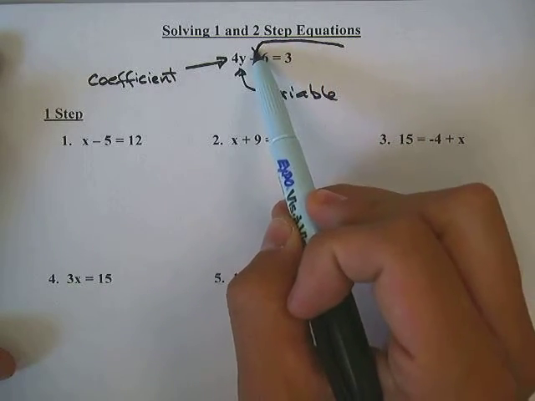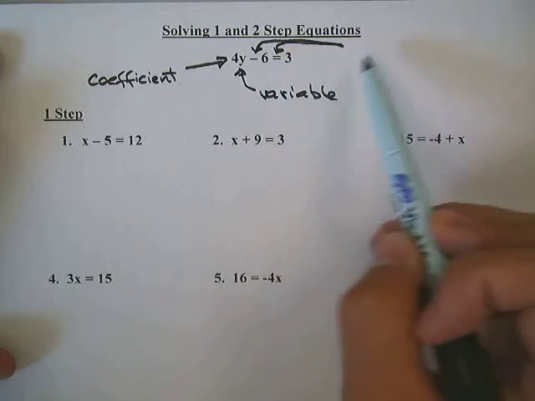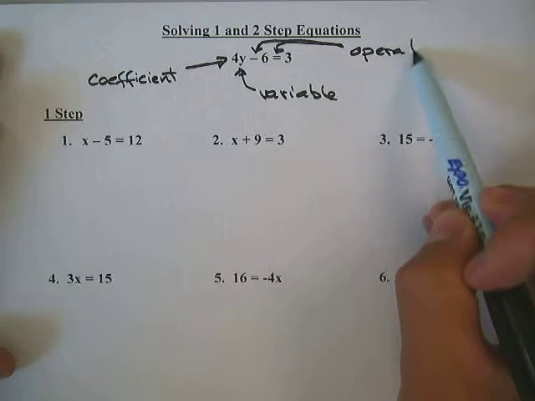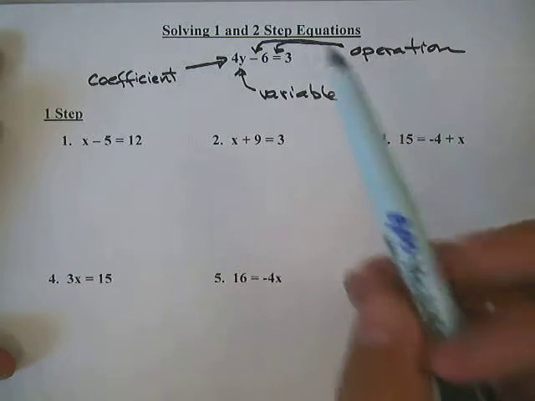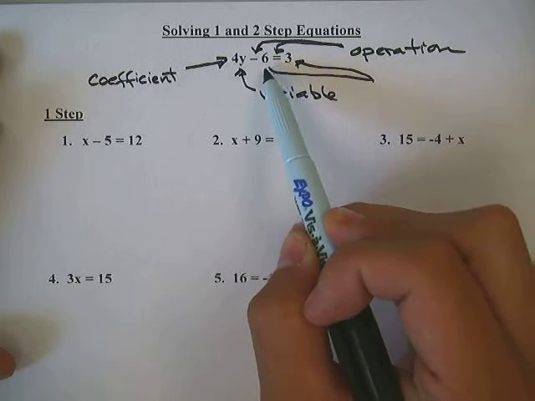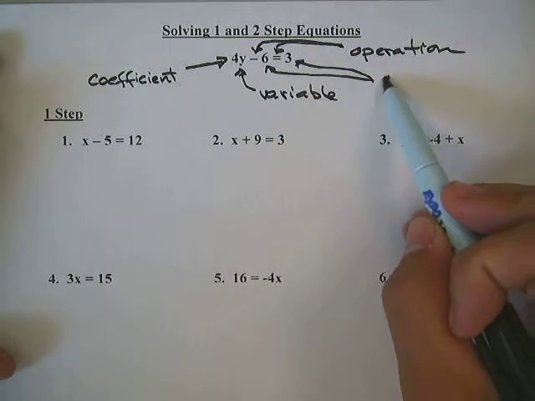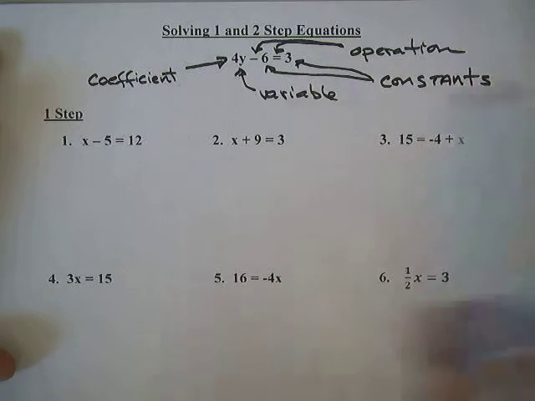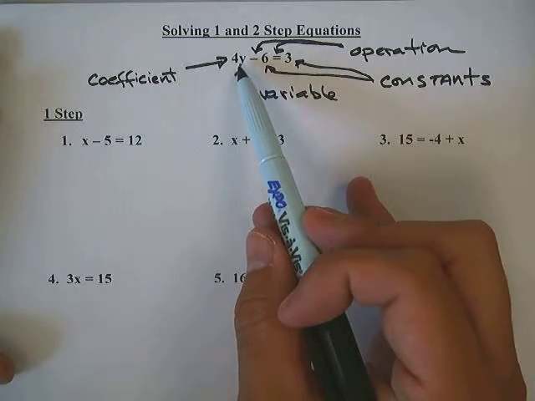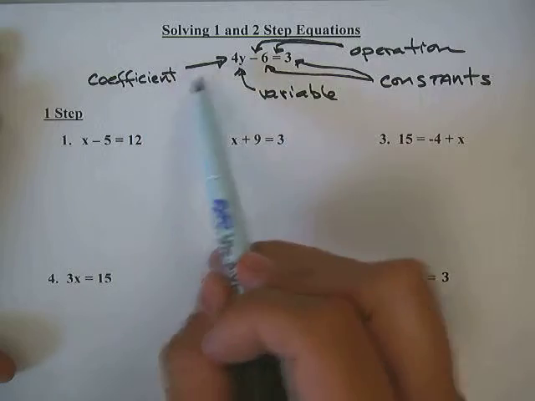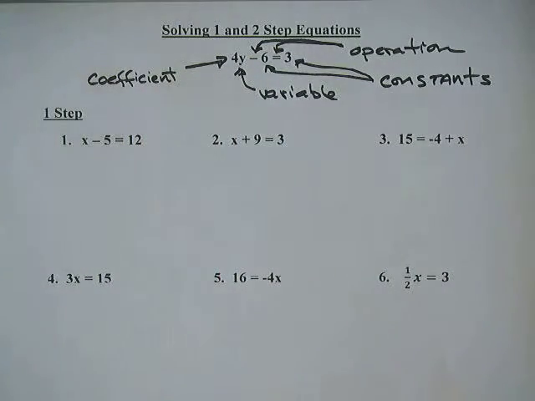The minus sign and even the equal sign have a name too, and those are in a category called the operation. And then numbers that don't have variables, like the 6 and the 3 right there, are what we call constants because their value is constant, versus a variable, which could be different things. Numbers without variables are called constants. Numbers that are being multiplied by a variable are called coefficients.